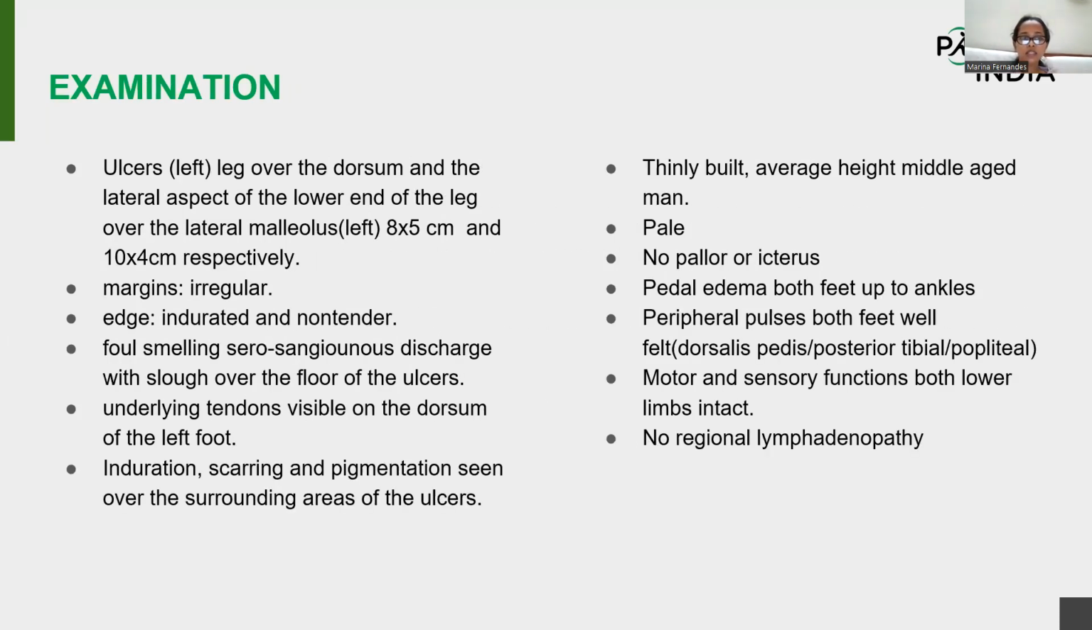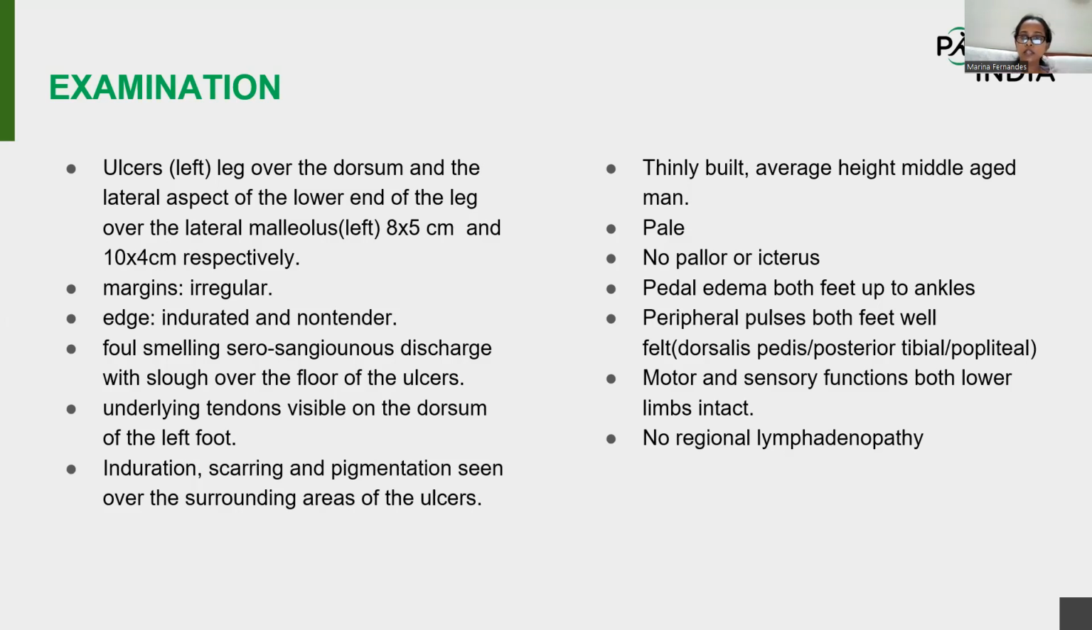Next, please. On examination, there were 2 ulcers on the left leg, one over the dorsum and one over the lower end of the leg over the lateral malleolus, measuring 8x5 and 10x4 centimeters respectively. Margins were irregular. The edge was indurated, non-tender. There was foul-smelling serosanguinous discharge with slough over the floor of the ulcers. Underlying tendons were visible on the dorsum of the left foot. There was induration, scarring, and pigmentation over the surrounding areas of the ulcer.